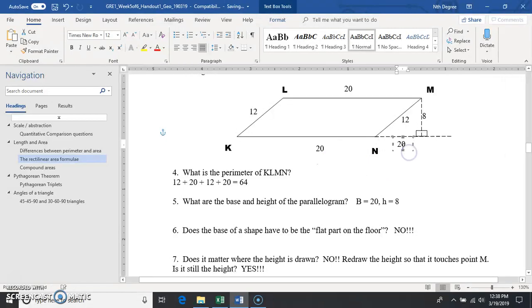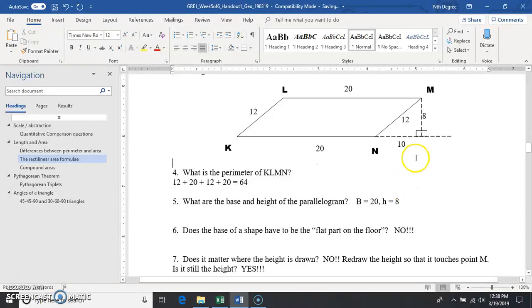Let's say this part of the dashed imaginary guideline is 10. Many students would think, oh, now the base is 20 plus 10, which is 30. No, that's totally wrong. The base cannot include any imaginary guidelines. It must be a solid side of the shape. One side, the whole side, and nothing but the side. So don't let those little visual things throw you off.